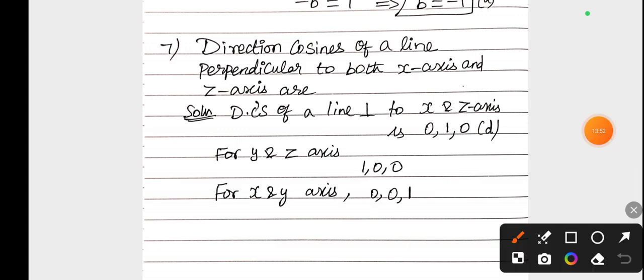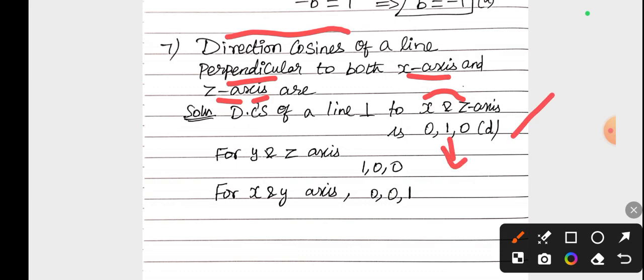How they have asked in the board exam: direction cosines of a line perpendicular to both x-axis and z-axis. Children, what do you want to remember in this? First, whether they ask direction cosine or direction ratio, because direction ratio is also coming next. And they asked perpendicular or parallel. Since they asked direction cosines and perpendicular, they can ask two axes like x and z. In the exam, you just write which axis is not there. There you give the unit, that is 1. Why? Because it is not there in perpendicular. So 0, 1, 0. This is the answer.